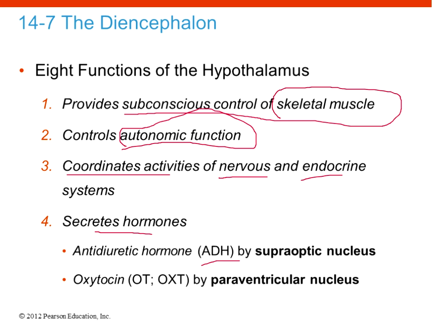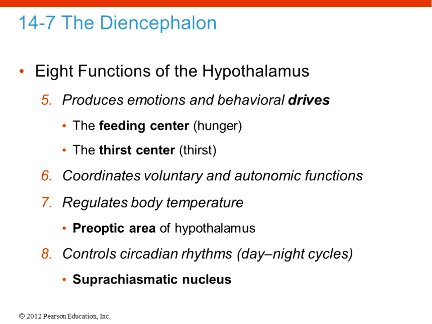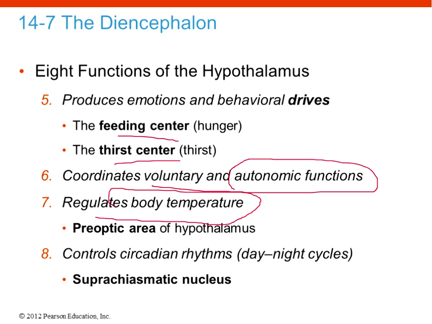It secretes hormones. There are two specific hormones that come directly from the hypothalamus: ADH, or antidiuretic hormone, and oxytocin. We'll talk about those later on when we do the endocrine system. It can contribute to emotional and behavioral drives via the feeding center and the thirst center, coordinate autonomic function, I already sort of mentioned that one, and can help regulate body temperature.